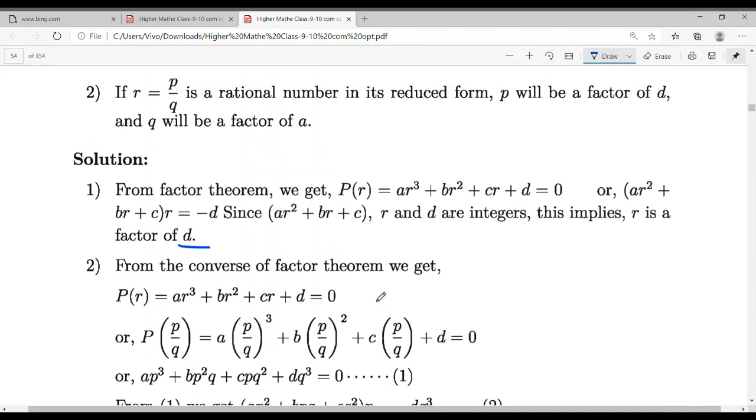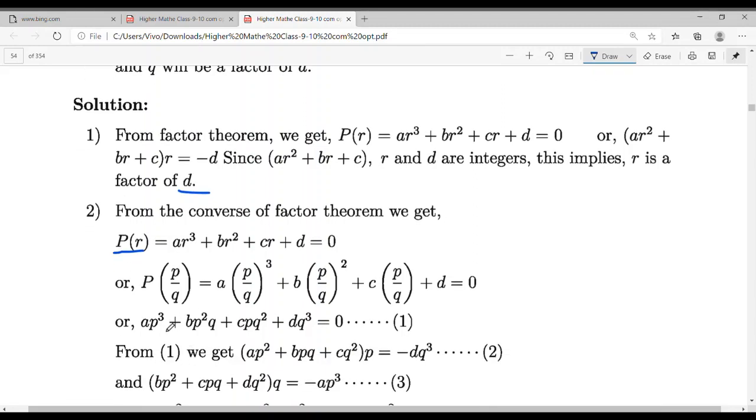Now from the converse of the factor theorem, we get P of R equal to 0, and R is of the form P by Q. So putting P by Q in place of R, we get this, and calculating this, we get Q cube denominator here, Q square denominator here, Q denominator here, and the LCM is Q cube. Multiplying both sides by Q cube, we get this.